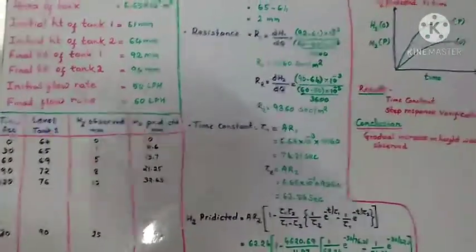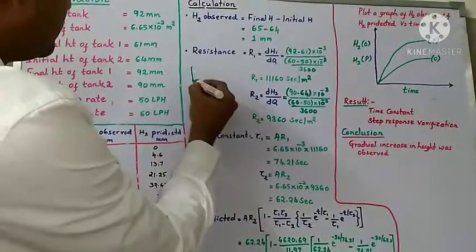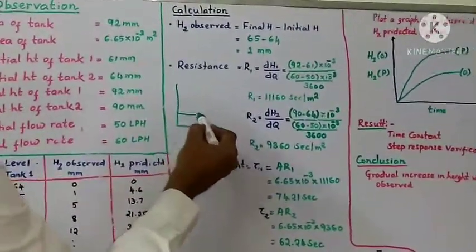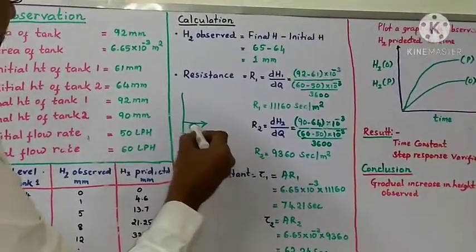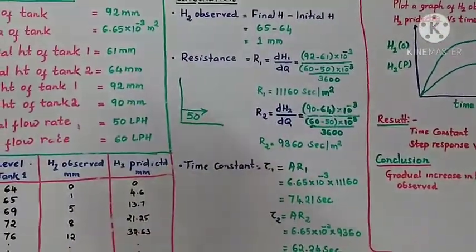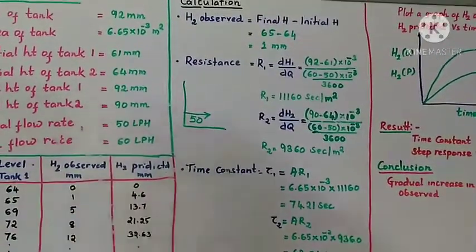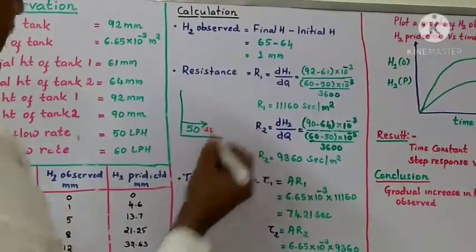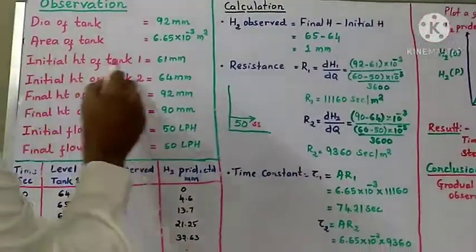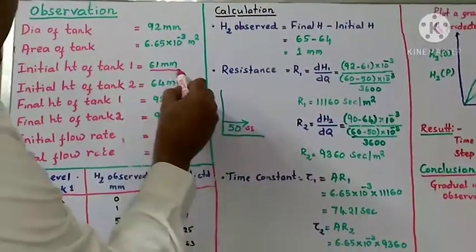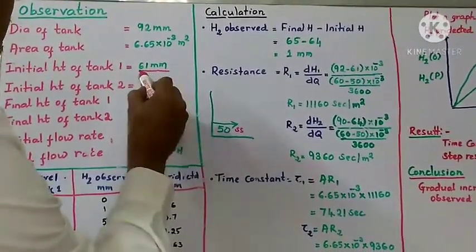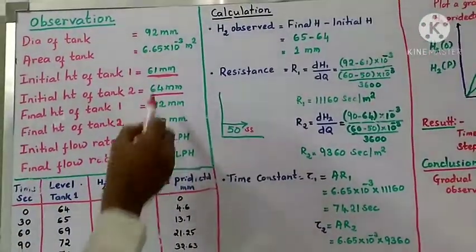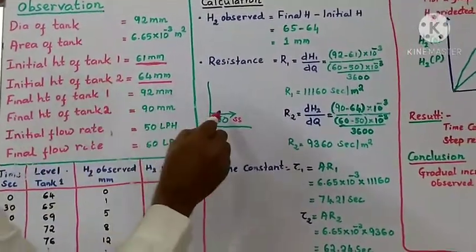So this is again a step input we are going to change. What you do? You maintain the initial flow rate. What is the initial flow rate? 50 lph. When you maintain 50 lph, it is a steady state. At steady state, you note down the initial height of tank 1 and the initial height of tank 2. So therefore, this is the initial condition.